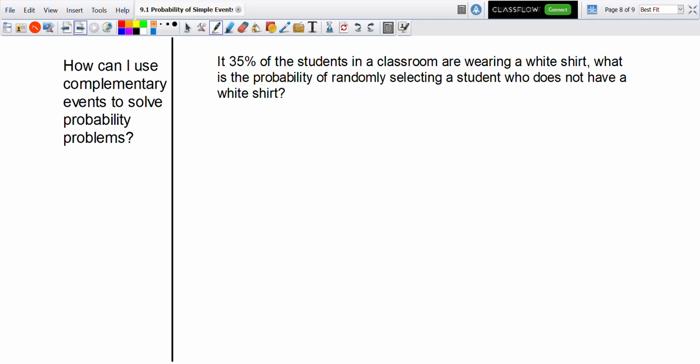If 35% of students in a classroom are wearing a white shirt, what is the probability of randomly selecting a student who does not have a white shirt? I know that the probability of a student wearing a white shirt is 35%, because 35% of the students are wearing a white shirt. So the question is, what's the probability of picking a person who is not wearing a white shirt?